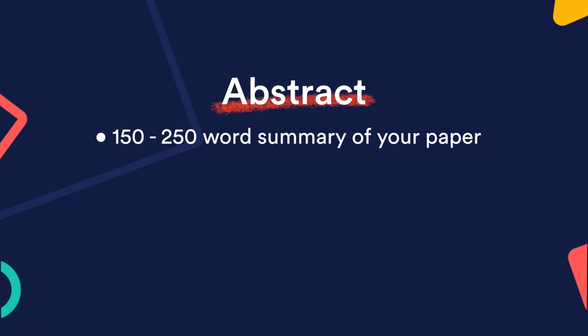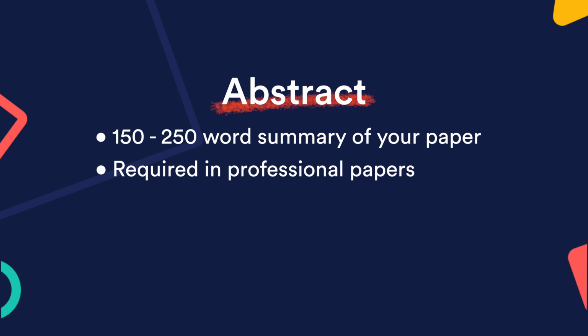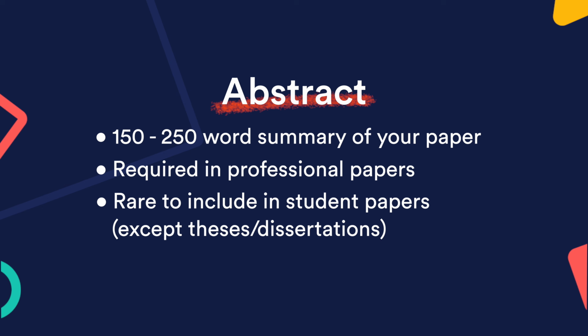This is a 150 to 250 word summary of your paper. An abstract is usually required in professional papers, but it's rare to include one in student papers except for theses and dissertations. More about writing the abstract in this video. Let's focus on the formatting.